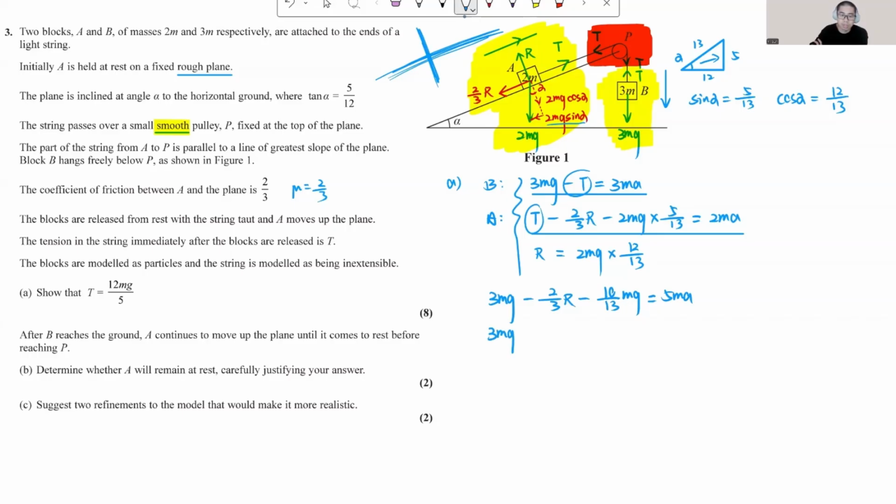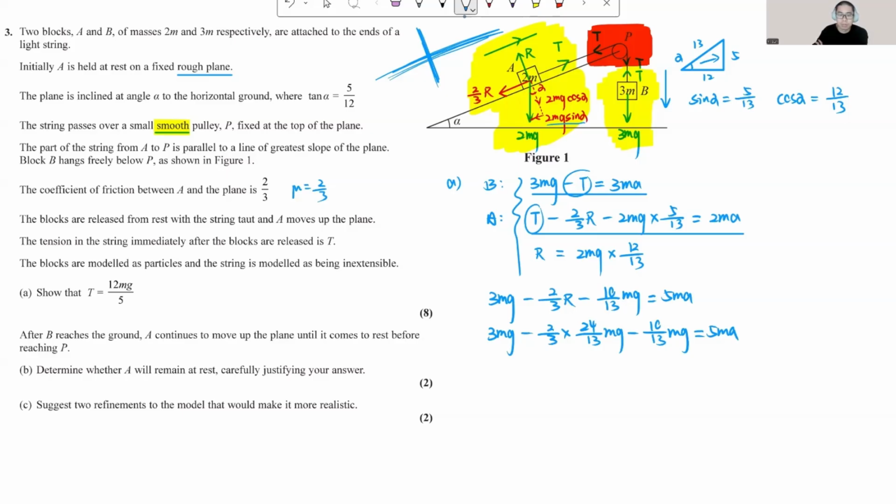So 3 mg minus 2/3 times R, which is 2 mg times 12/13. So 2 times 12 is 24. So we can leave it as 24/13 mg, and then minus 10/13 mg. That's equal to 5ma. Then simplify this.